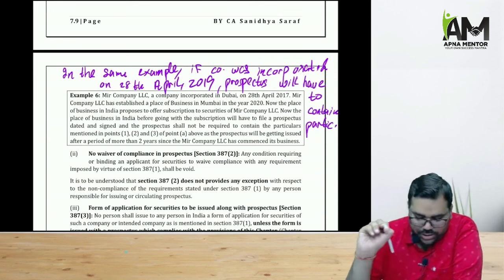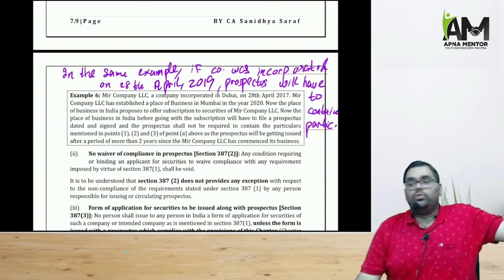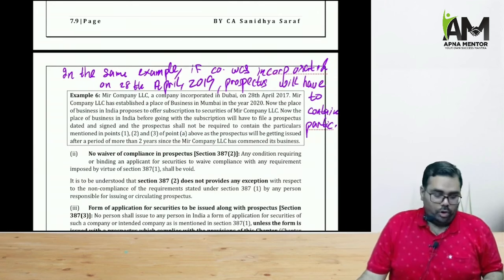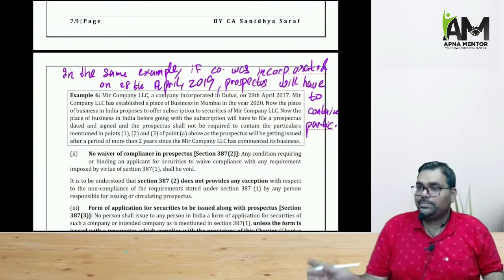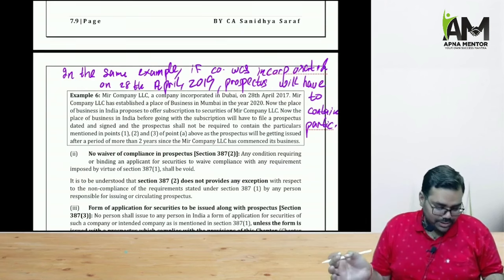So I advise you, normally I don't say that you have to learn subsection numbers. But here in this particular case, section 387, subsection 1, if you remember this particular subsection, it's better.